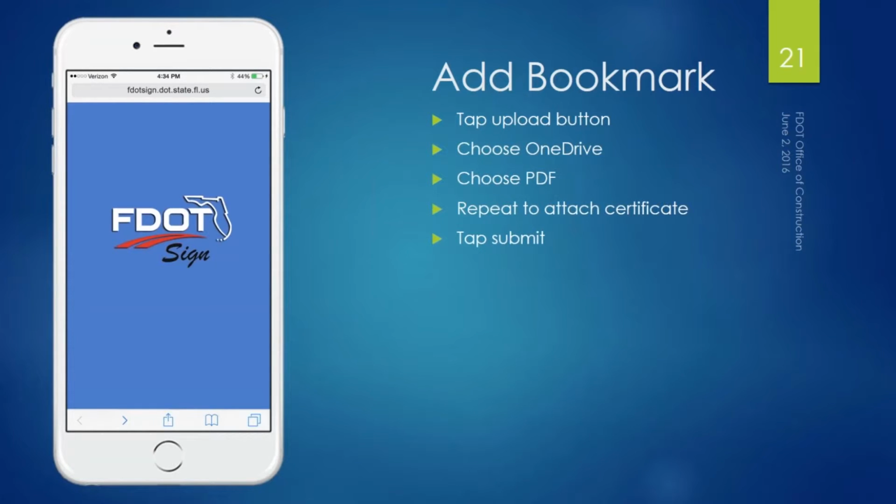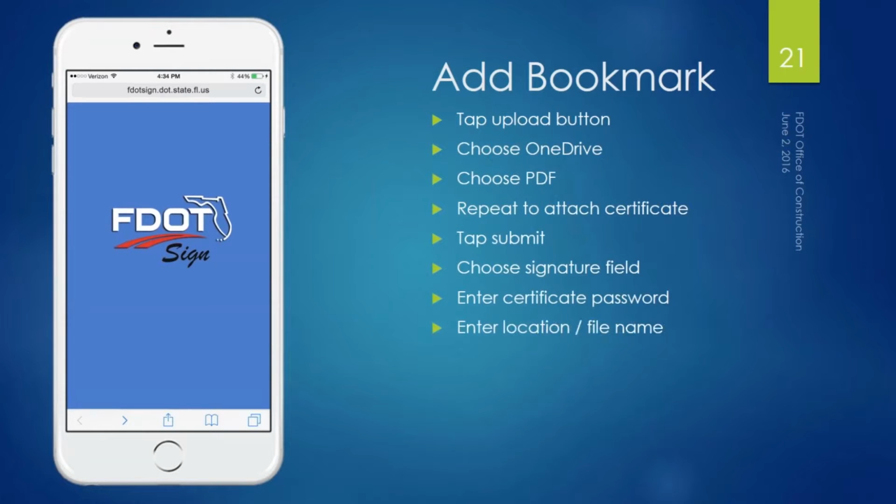After you have a PDF and your certificate selected, you can tap the Submit button. The application will parse the PDF file and return a list of available signature fields that you can sign. You then choose the signature field you want to sign. After choosing a signature field, you then enter your password that is used to protect your certificate, as well as the location and an optional file name. Then you will choose a reason for signing the document from a drop-down list. And lastly, you choose the delivery method you would like.